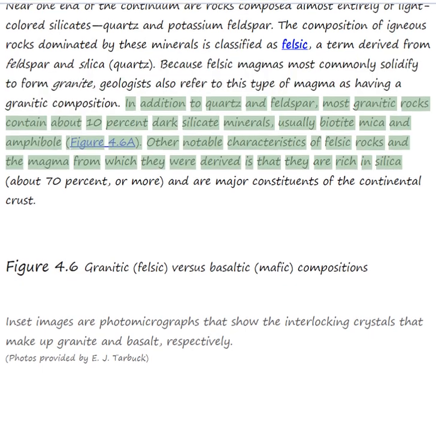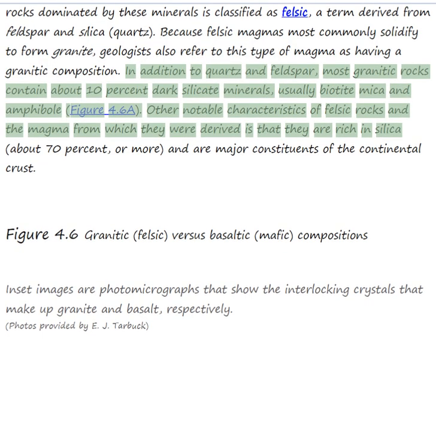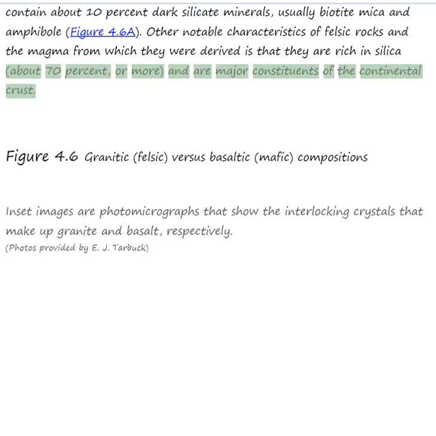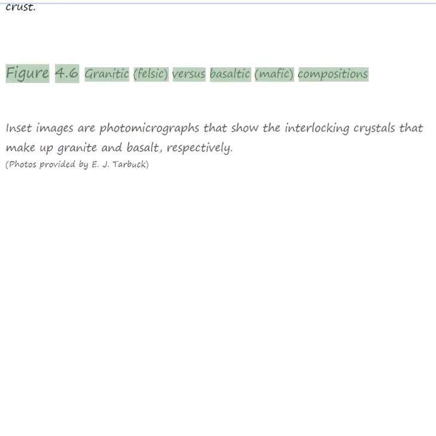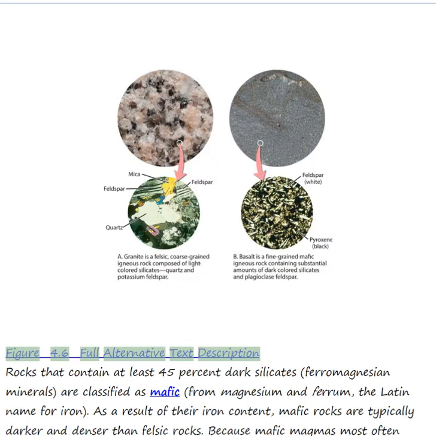granitic composition. In addition to quartz and feldspar, most granitic rocks contain about 10% dark silicate minerals, usually biotite mica and amphibole. Other notable characteristics of felsic rocks and the magma from which they were derived is that they are rich in silica and are major constituents of the continental crust. Inset images are photomicrographs that show the interlocking crystals that make up granite and basalt, respectively. Figure 4.6 Granitic versus basaltic compositions.